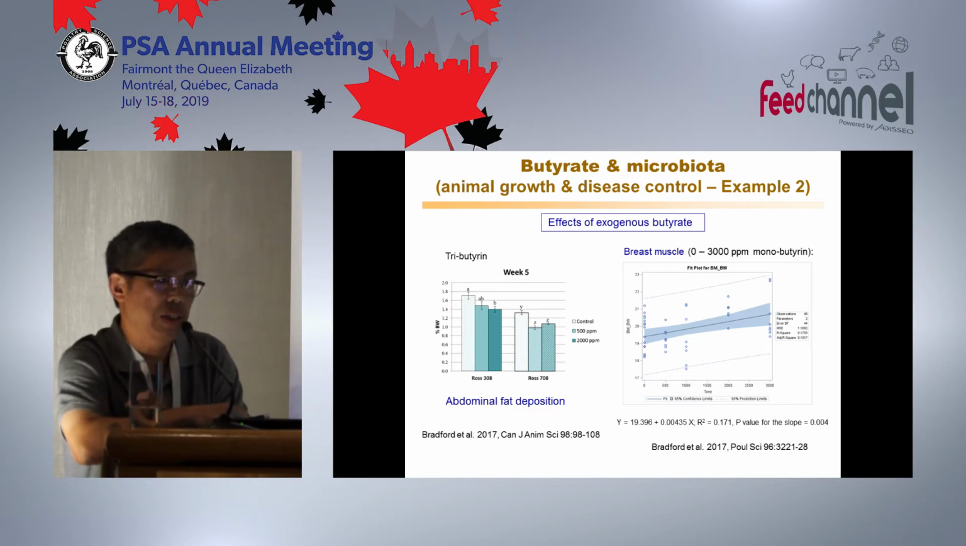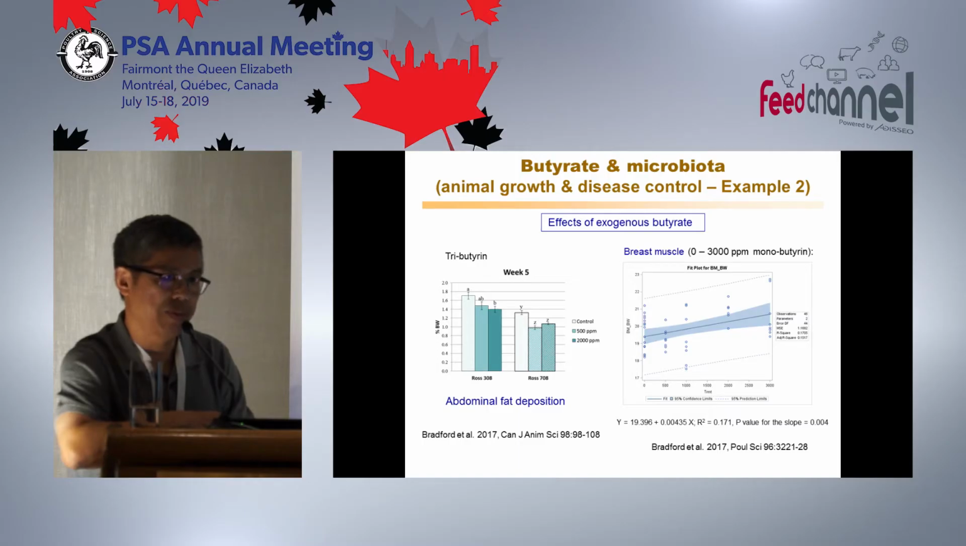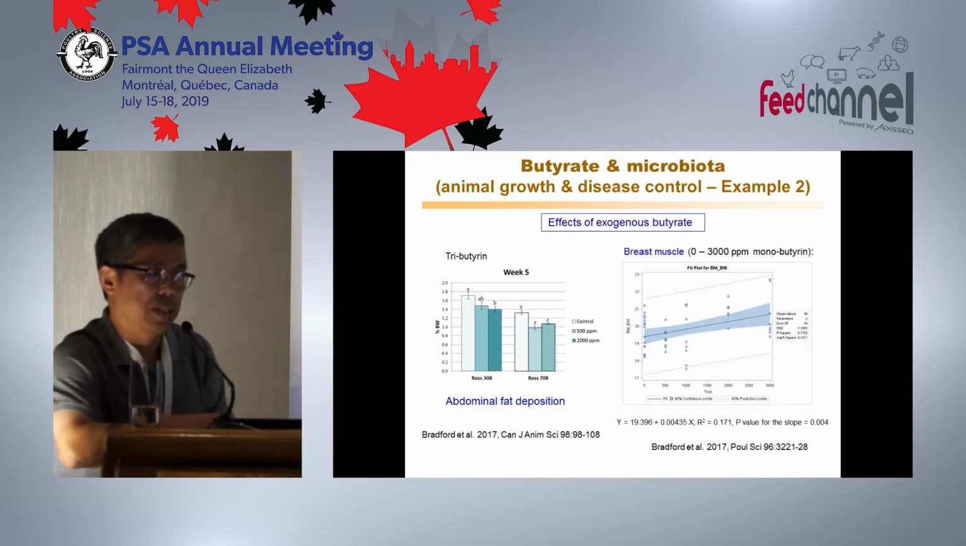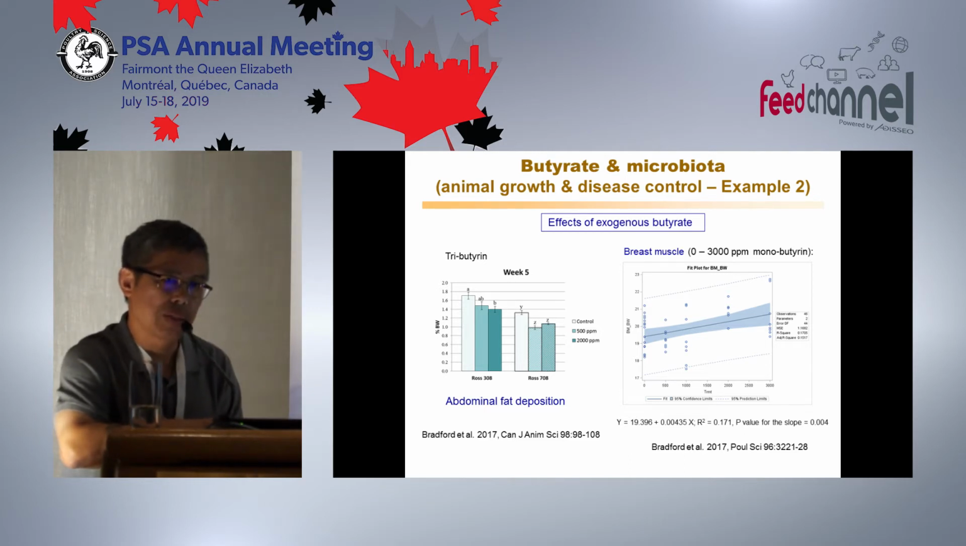We also looked into whether supplementation of butyrin can enhance the breast muscle. As previous reports described, there's a positive effect. In our hands, we also confirm this. Supplementation of the butyrin can enhance the breast muscle production, as indicated by the right panel.